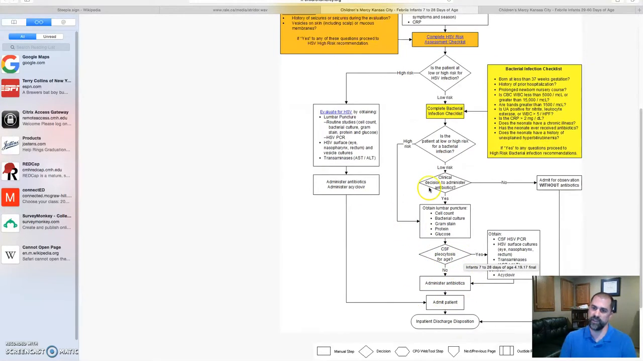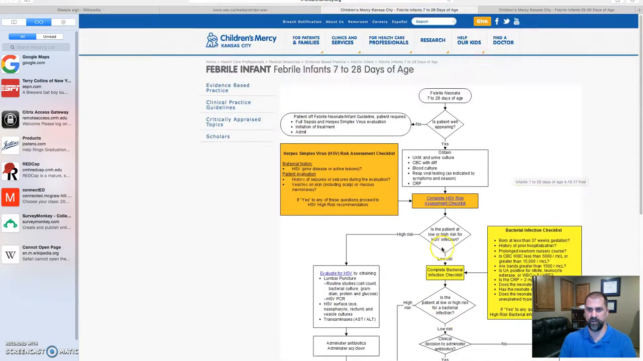However, if they're low risk, then we can still decide if we want to do a spinal tap, and then based off of that, we do antibiotics, or we can choose to observe the patient in the hospital without antibiotics. So there's a couple people that fall over here and do this, but still most of us are doing the spinal tap and going forward. And so that is your 0 to 28 days.